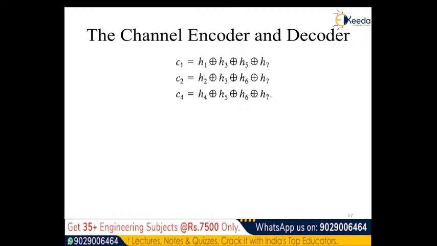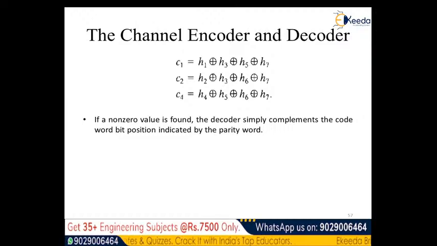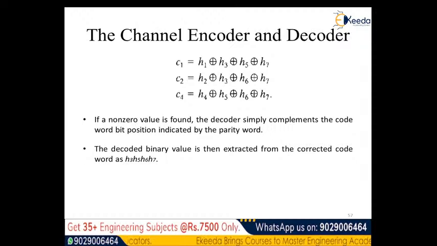If a non-zero value is found, the decoder simply complements the code word bit position indicated by the parity word, and the decoded binary value is then extracted from the corrected code as H3, H5, H6 and H7. So this was all about the details of the channel encoder and decoder along with the source encoder and decoder, which are part of the image compression model that we have discussed, and we have also practiced two problems based on coding for image compression.